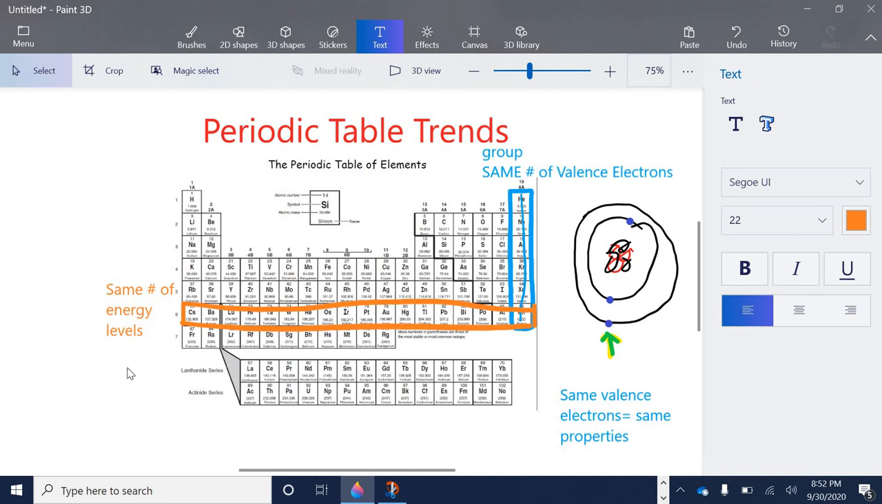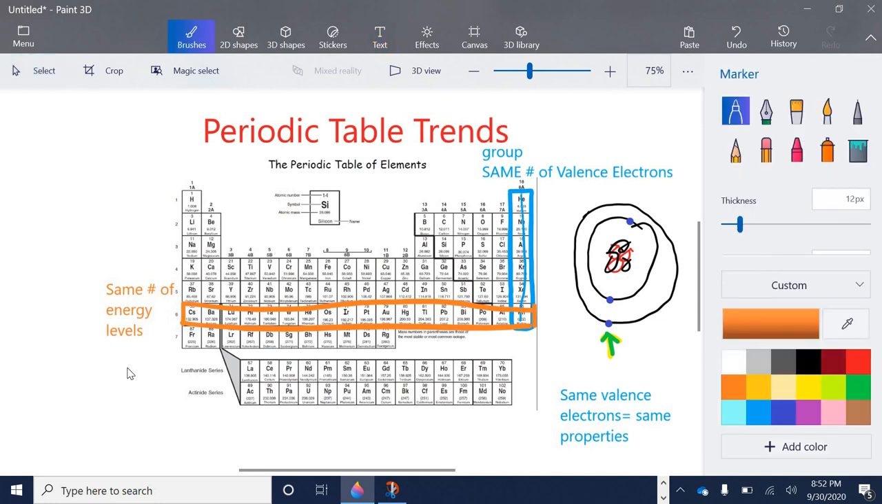So things in the same row can still be quite different. The properties of cesium, for example, which is right over here on this corner, are very different from the properties of, say, polonium over here on the right side. They might be in the same row, but they are pretty different in their chemical and physical properties.